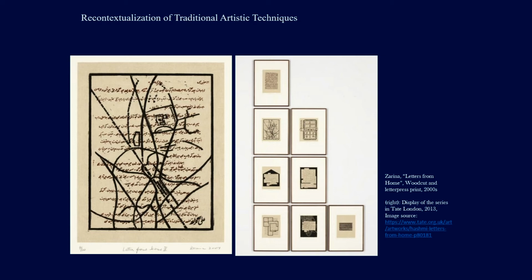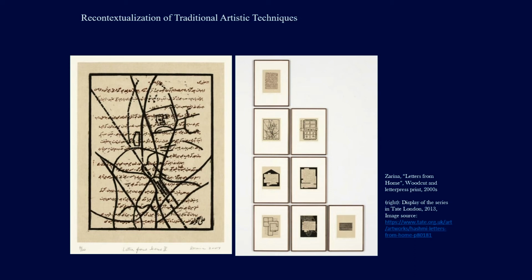So on one hand we certainly see there was a drive towards moving beyond the traditional works like painting, sculpture, installation, graphics and so on, and moving towards the so-called new media. Then we also see that there were artists who have recontextualized the use of some of this traditional media of expression. So here we have Zarina Hashmi's works which are called the Letters from Home, and all these works are made from woodcut and letterpress print.